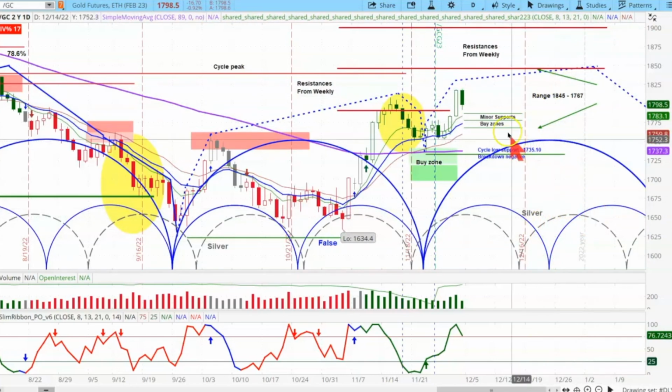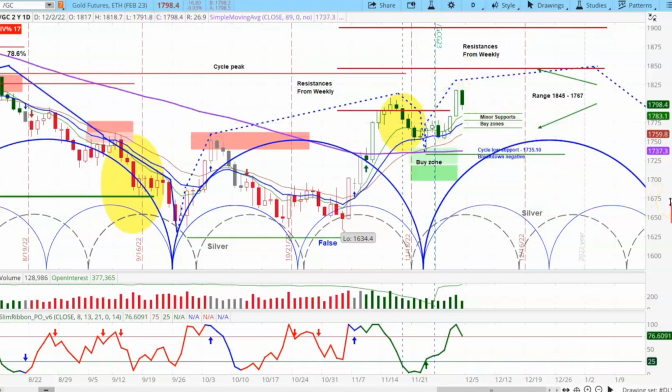So the look in here is really overall positive. So I have a positive bias, a buy zone in there for that, and at the same time, a defined range on the short term here for gold.